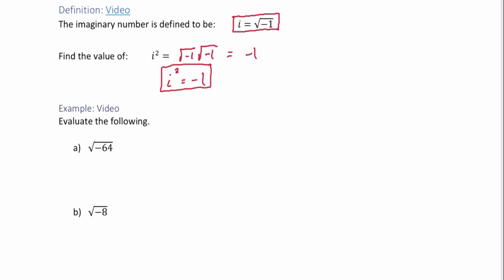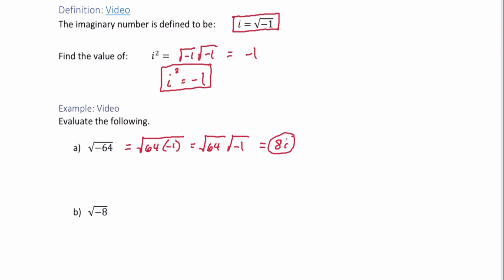Let's evaluate the square root of -64. We can rewrite this as the square root of 64 times -1. We can then break apart the radical: square root of 64 times the square root of -1. 64 is a perfect square, so the square root of 64 is 8, and then the square root of -1 is defined to be i.